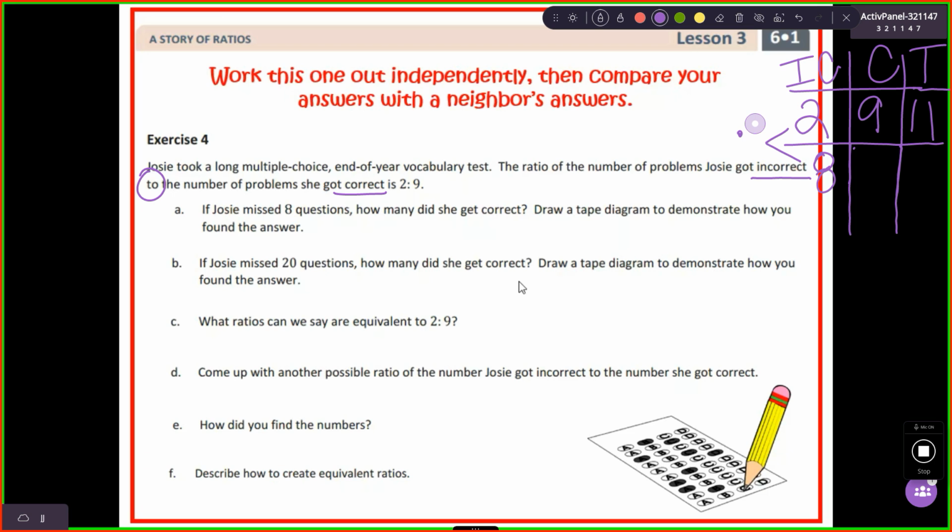So how did they go from 2 to 8? Multiply by 4. Well, if 2 times 4 is 8, I got to do it to all of them. 9 times 4 is, and then 11 times 4 is, so if Josie missed 8, how many did she get correct? So look under C, and how many did she get correct? 36. Correct.